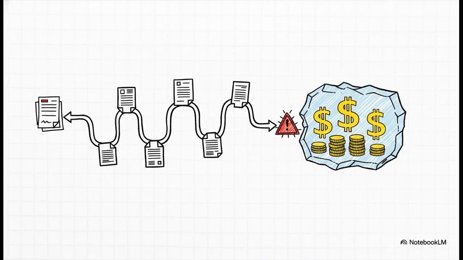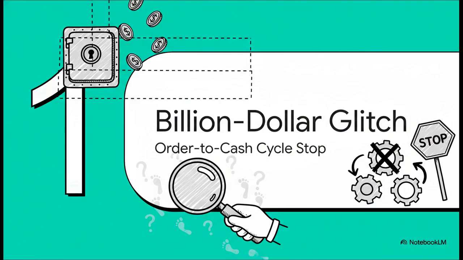And look, we're not talking about some minor inconvenience here. A single, often cryptic, error code can freeze the entire order-to-cash cycle. We're talking millions, sometimes even billions, in revenue, just stuck. To figure this out, we have to treat it like a crime scene. Yeah, that's what we're dealing with.